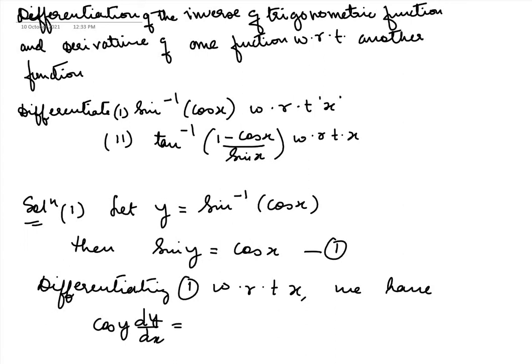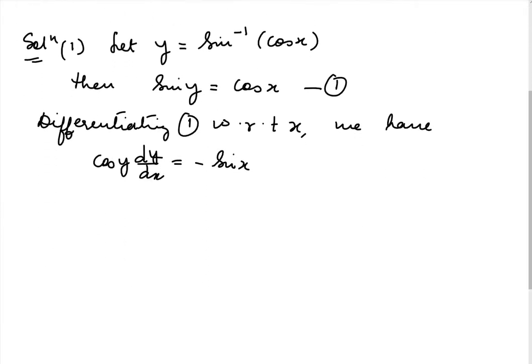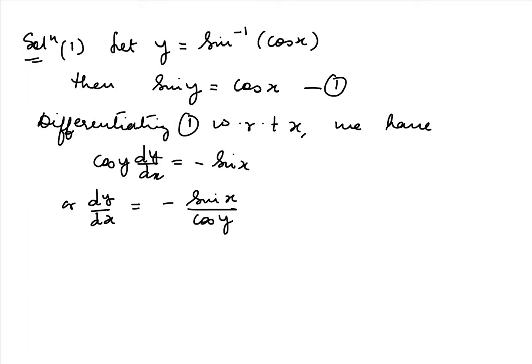And on the right hand side, what is differentiation of cos x? It is minus sin x. So we'll get it as minus sin x. Now next, what we need to do is transfer this cos y to the right hand side. So it will become minus sin x by cos y. But we want it in terms of y. What is the relation between cos y and sin y? It is square root of 1 minus sin square y. We know that square root of 1 minus sin square y is equal to cos y.